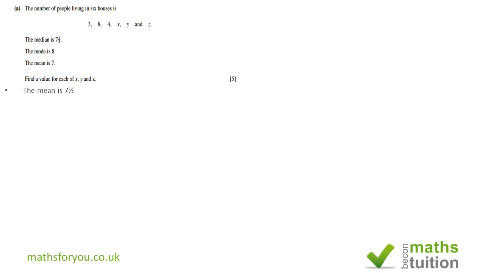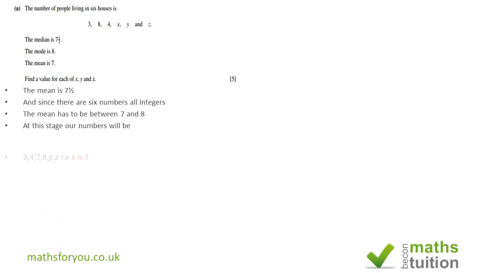If we add X plus 8 and divide by 2, we get 7.5, which then gives us that X is 7. Next we are told that the mode is 8. We have already got 8, so it would seem that the next value Y is also 8.